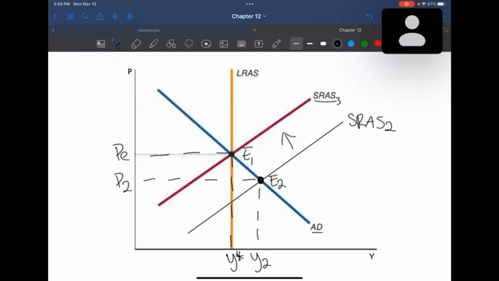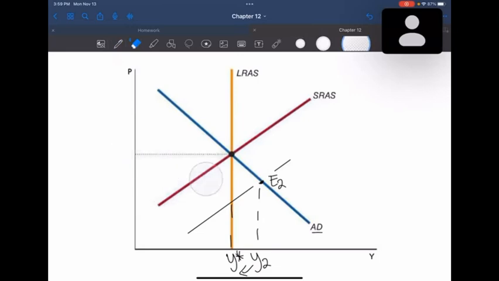It's going to go back, our equilibrium is going to go back to E1. Our output is going to be decreased back to Y star, and our price is going to be increased back to equilibrium price. In the end, our equilibrium is at the original position, just as our potential output at Y star and our equilibrium price at PE. And that is a positive supply shock.